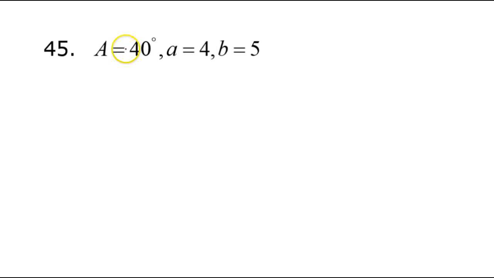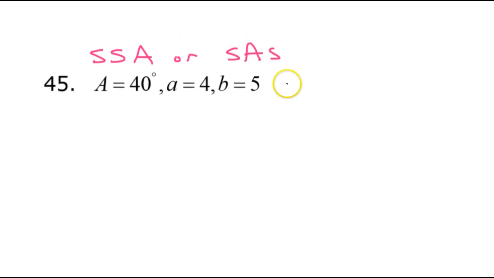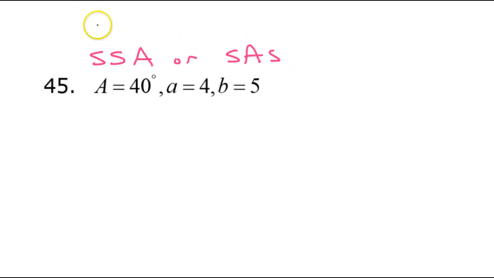Now, when I look at number 45, I notice that we have two sides and an angle. So that means this is either going to be side-side angle, or it's going to be side angle side. If it turns out to be side-side angle, then I'm going to wind up using the law of sines. That's the ambiguous case, the one that's a little bit crazy. If it turns out to be side angle side, then I will use the law of cosines.